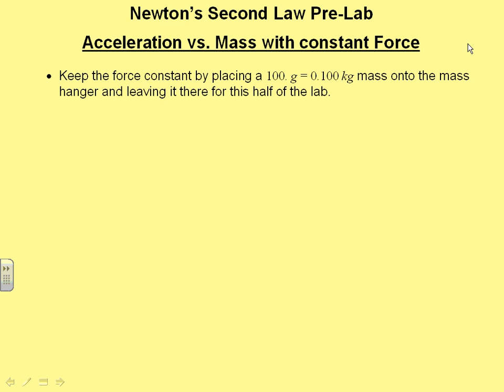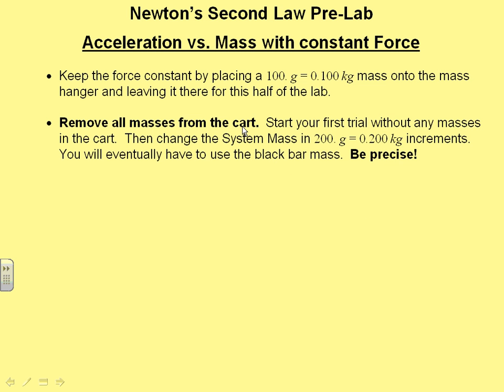Then the way we're going to do this is we're going to keep the force constant by putting 0.1 kilograms, 100 grams, onto the end of the string and leaving it there for the entire part of the lab. So constant force. 0.1 times 9.8, right, is the force. We're going to change the mass by, first of all, taking all the masses out of the cart. We're going to run the first set of 3 trials without any masses.